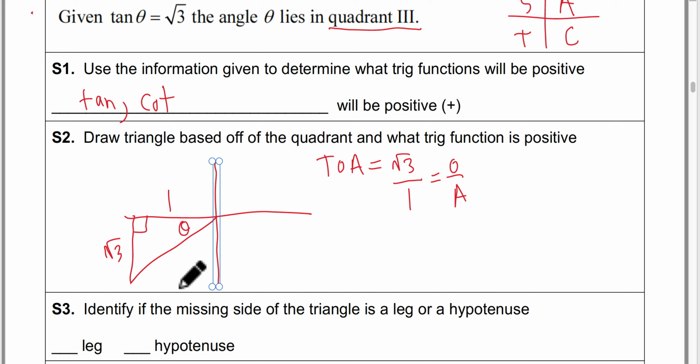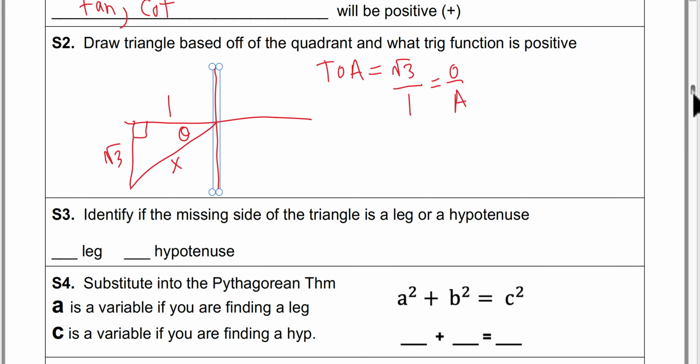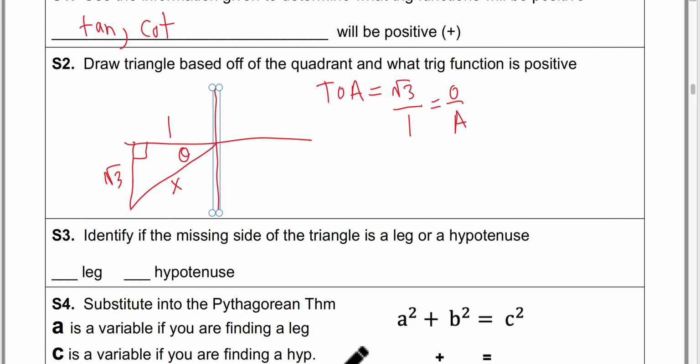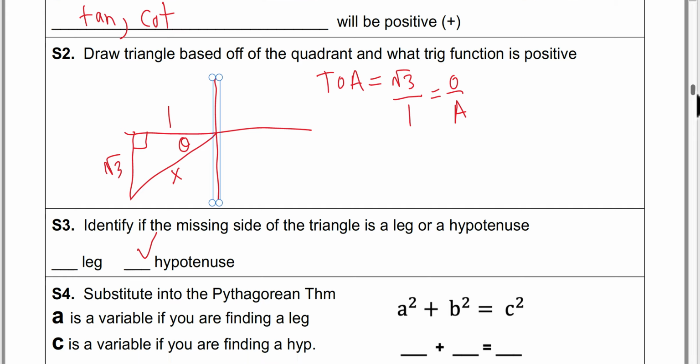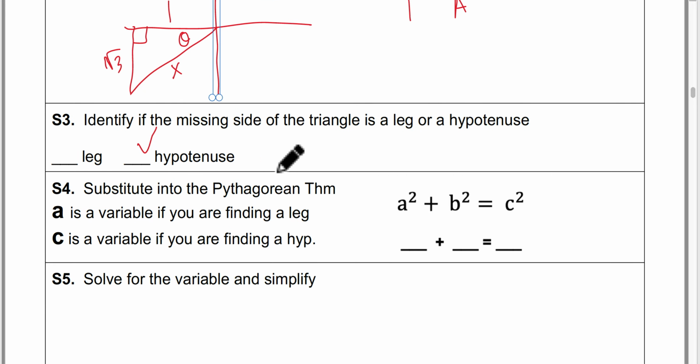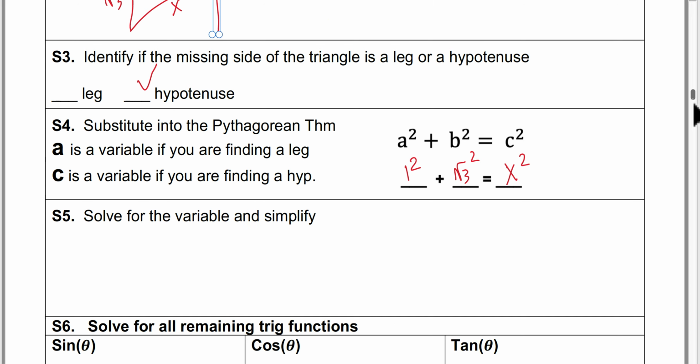So then now what we need to find is my last side. So what are we looking for now? Are we looking for a leg or a hypotenuse? You got it. We're looking for the hypotenuse. So let's go ahead and plug in to our Pythagorean theorem. So it's going to be 1 squared, and then the square root of 3 squared equals to x squared, because we're solving for that hypotenuse.